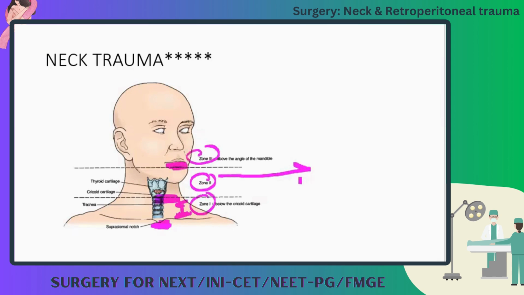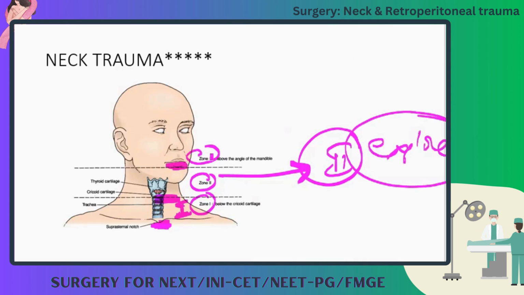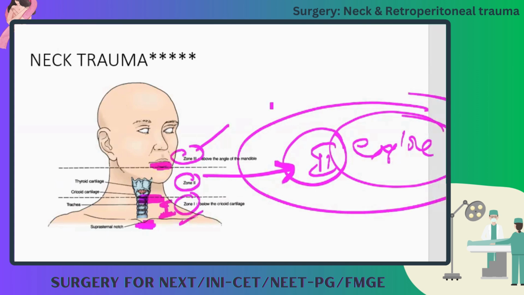Here remember, zone 2 is the dangerous zone. If any injury breaches the platysma, there is a platysma muscle, isn't it? So any injury in zone 2 which breaches the platysma, you have to explore. Zone 1 and zone 3 you can observe. But zone 2 you have to explore because there are major vessels here.